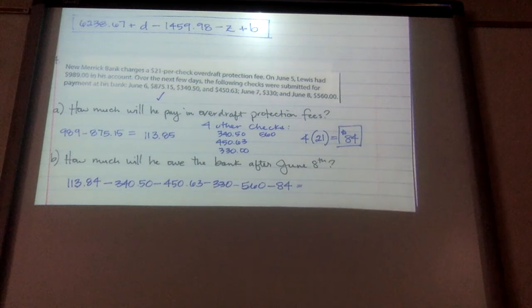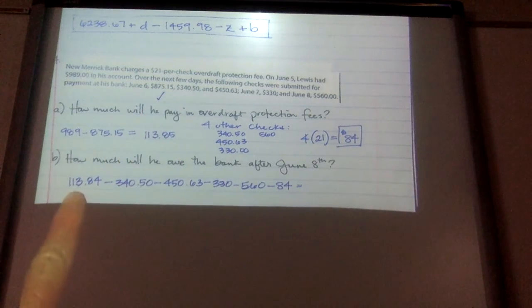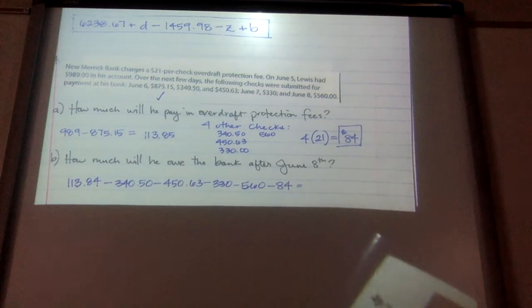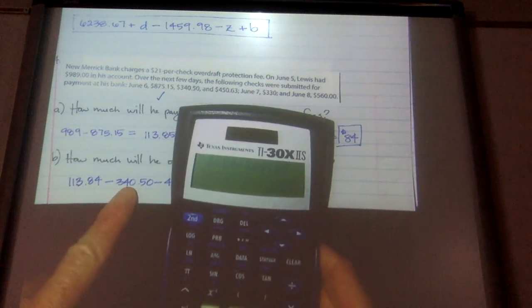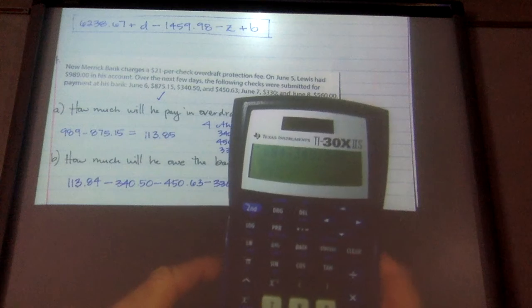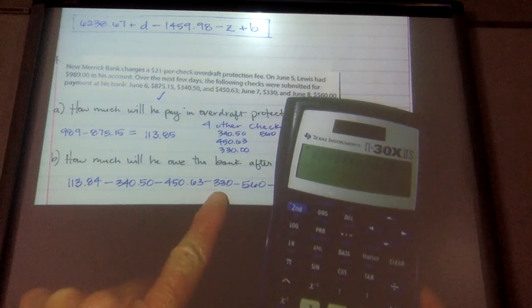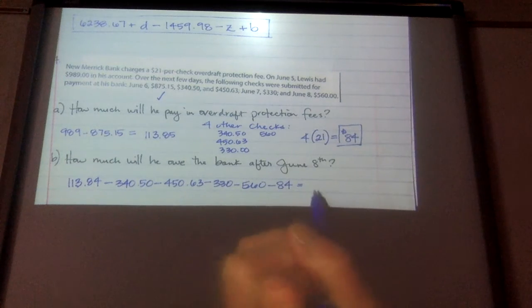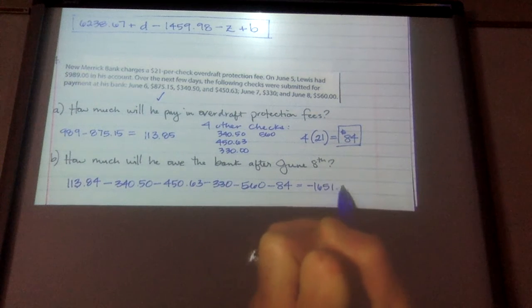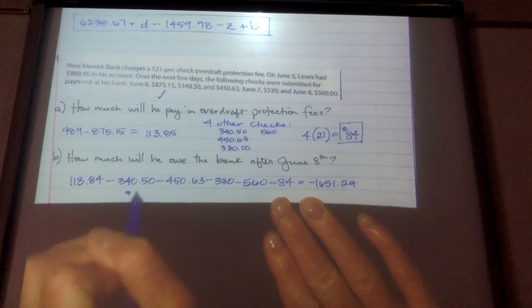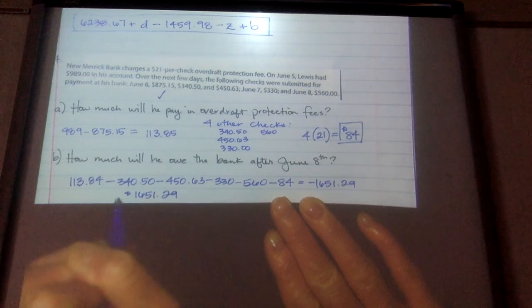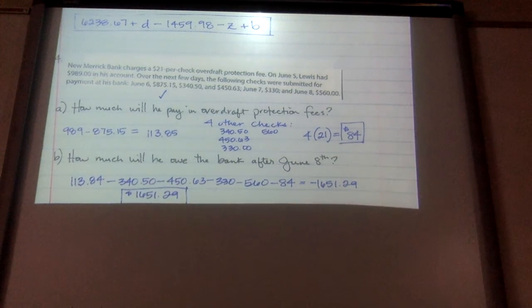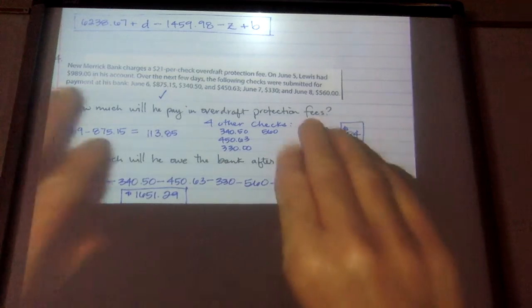So she had $113. That first check would have cleared. So $113.84 minus the other check. So minus $340.5 minus $450.63 minus $330 minus $560 minus $84. I got negative $1651.29. She's going to owe the bank $1,651.29. Okay? Crazy, crazy, crazy. So, make sure you have enough money in your account to cover your expenses.